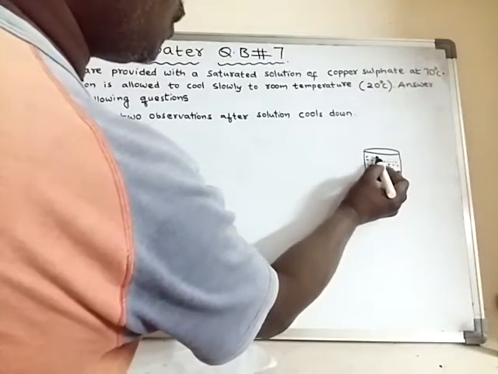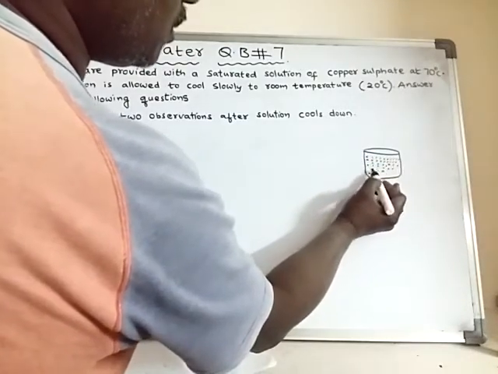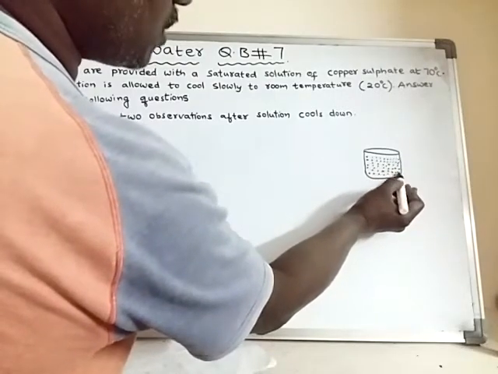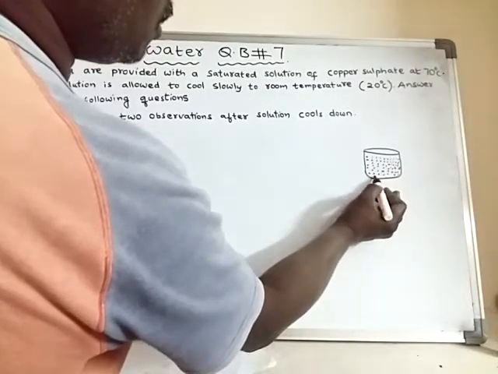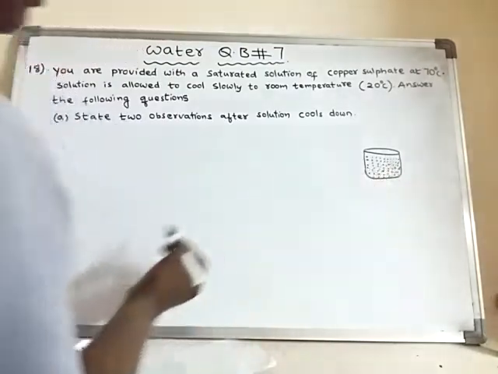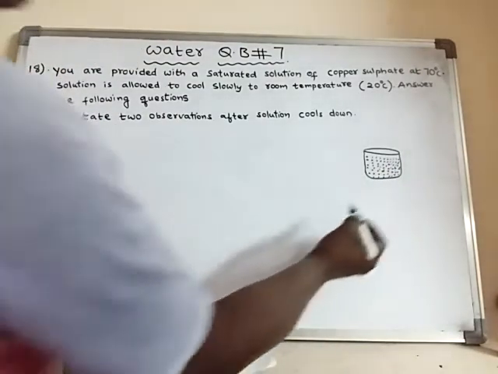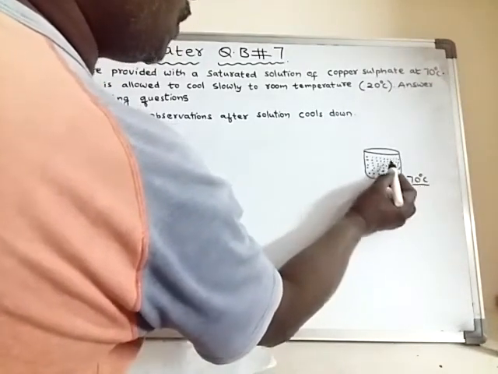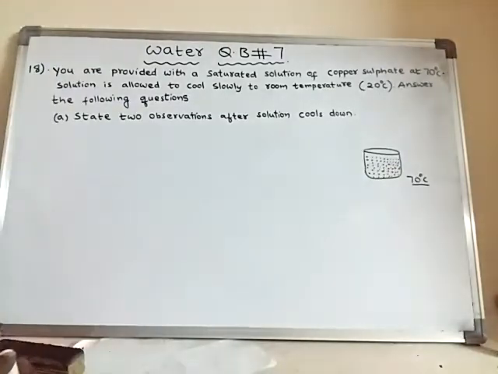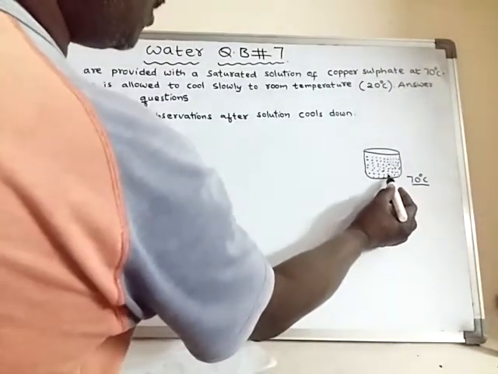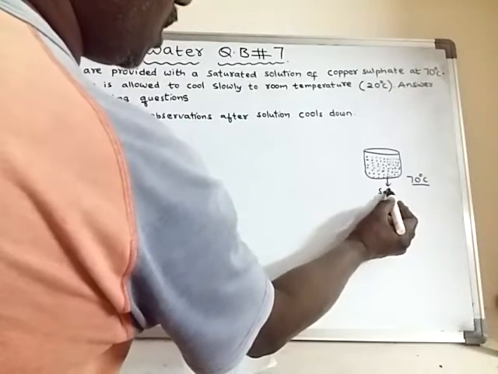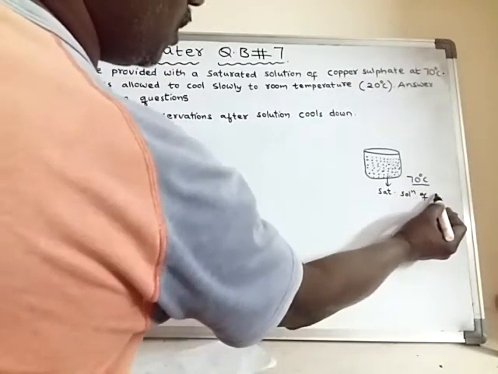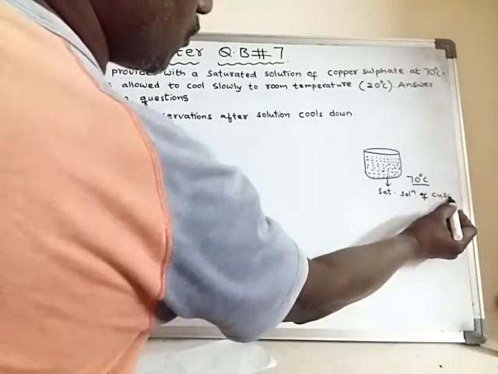So what is the meaning of a saturated solution of copper sulfate? That means this solution contains copper sulfate dissolved in water. The temperature of this solution is 70 degrees centigrade, and it is a saturated solution of copper sulfate, CuSO4.